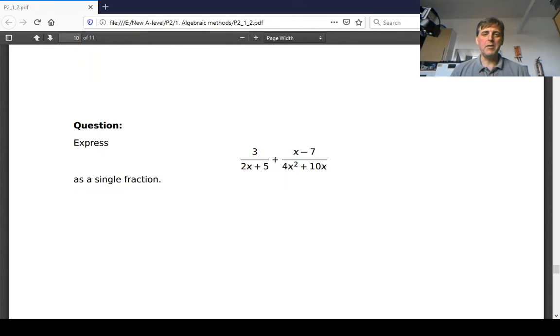So with that in mind, let's see if we can finish off this video by you expressing the following sum on the screen there as a single fraction. Try and find the most efficient common denominator to use, and also make sure that factorized is better than expanded when you're dealing with algebraic fractions. Over to you, see how you get on.